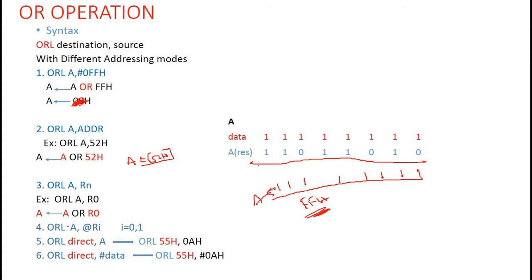And next is indirect addressing mode. The data is present such that the register acts as a pointer to where the data is present. And next is ORL direct comma A. Here the destination is the direct address, which means after the OR operation the data will be stored in 55H. Correct? So next is ORL direct comma data.